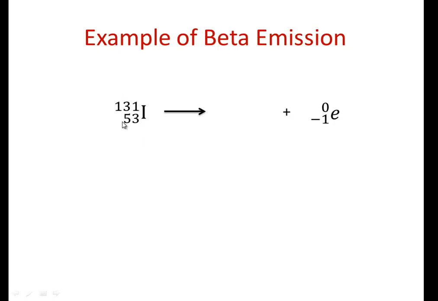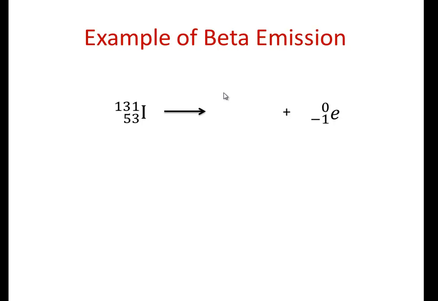Okay. Here's an example of beta emission to give you some practice. All right, so let's say we have the iodine-131 isotope. This is an isotope that decays via beta emission. We know it's going to eject an electron, and so what is the new element and what is the isotope of that new element that results? So take a second and see if you can figure this out. Push pause.